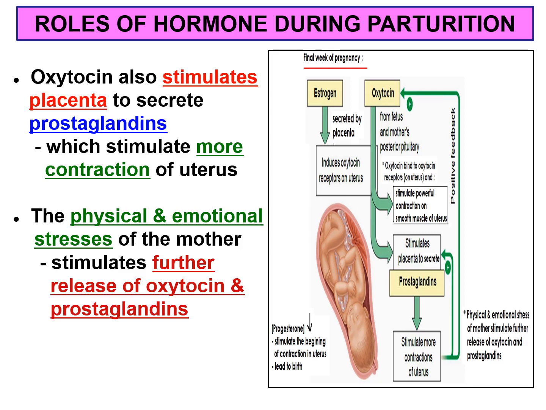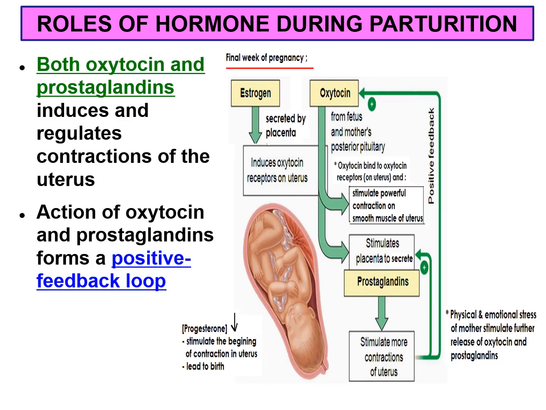The physical and emotional stress of the mother will stimulate further release of oxytocin and prostaglandin. The pain comes from the contraction, which causes the mother to feel stress physically because of the pain, and also emotionally because of the unbearable pain. So this will further release oxytocin and prostaglandin, which is called a positive feedback mechanism. Both oxytocin and prostaglandin together induce and regulate contractions of the uterus.